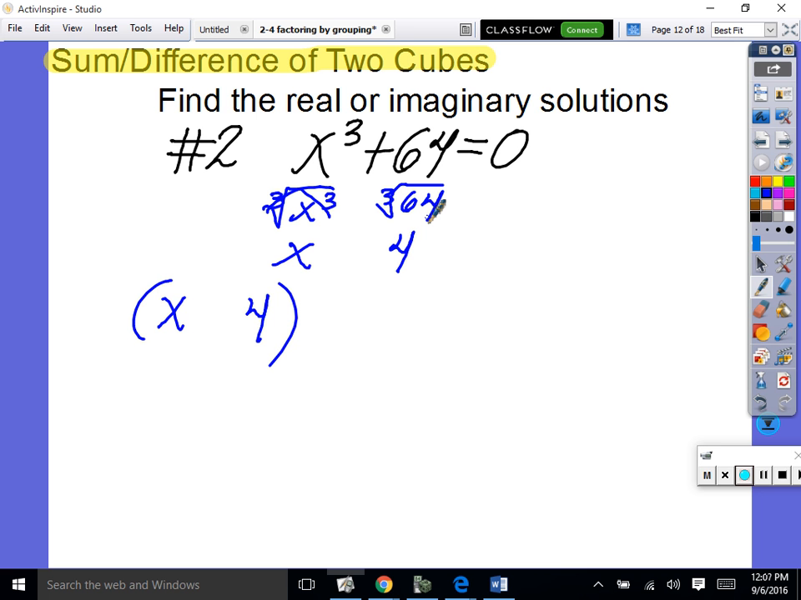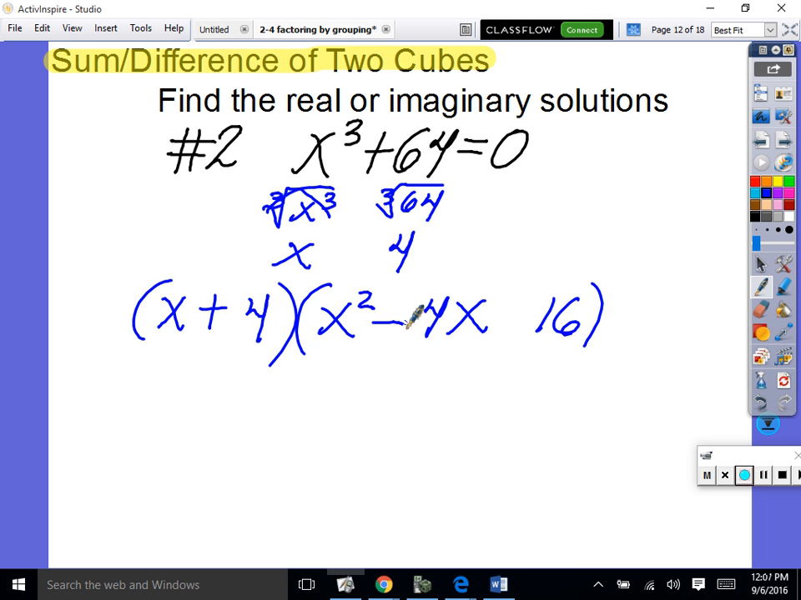Okay, so now we will go through our song. The front with the front, x times x is x squared. The front with the back is 4x. Don't put in the signs till last. The back with the back will be 4 times 4, which is 16. Now, our sign's the same here as it was up here, so it's a plus sign.